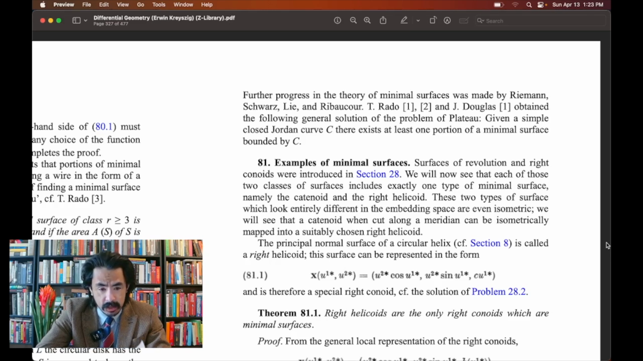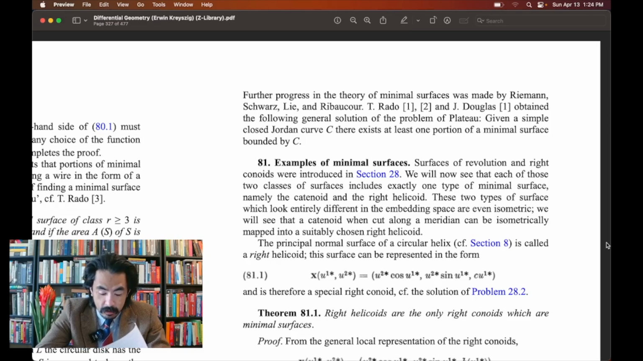And actually, J. Douglas, it says here, obtained the following general solution of the problem of Plateau. Given a simple closed Jordan curve, capital C, there exists at least one portion of a minimal surface bounded by capital C. So, interestingly enough, this guy, Jesse Douglas, an American, was one of two of the first Fields medalists. The first Fields medals were awarded in 1936, and Douglas was one of those recipients for his 1930 solution of the problem of Plateau.